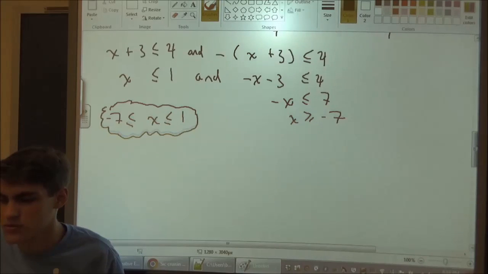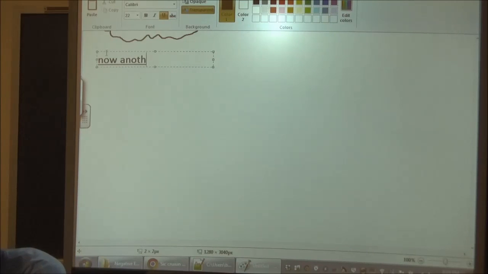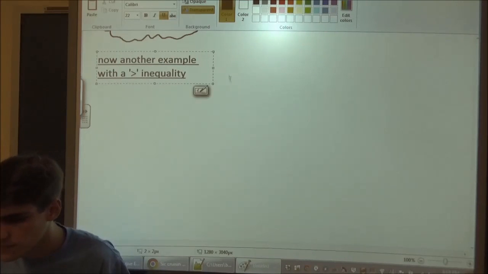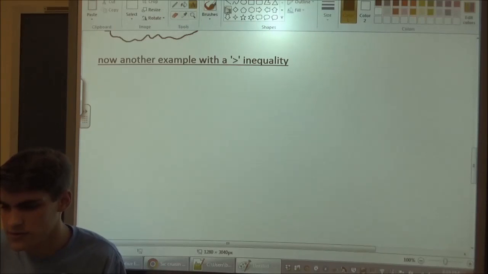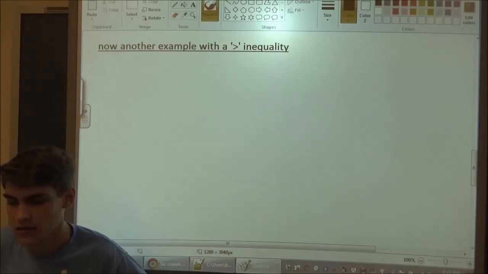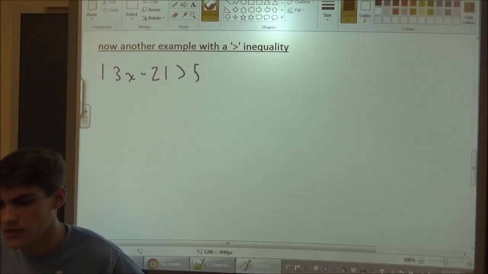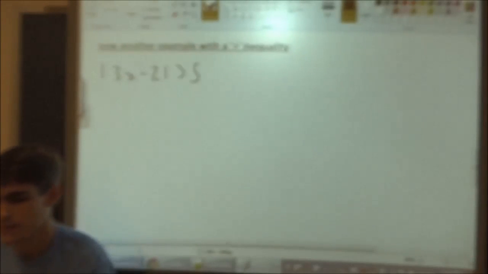The next example I'm going to give you is going to be with a greater than symbol, and we'll see what happens with that. So now another example with a, let me make sure I write this greater than inequality. Alright, so we just did this one, this inequality with a less than or equal to sign. Now I want to talk to you about a little more daunting of an idea, a greater than sign.